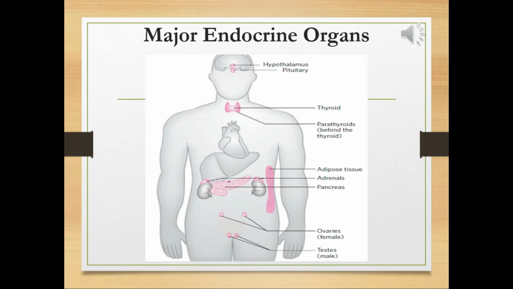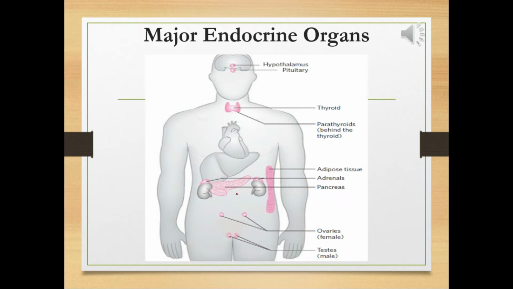Next comes another very important gland, the pancreas. The pancreas is also an organ of our body and is directly related to our digestive system. The pancreas is located on the back of the abdomen, as we can see in this diagram, behind the stomach.